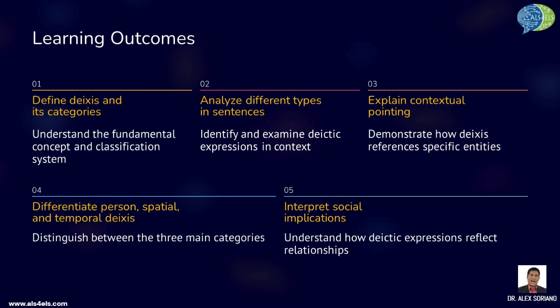This module will help us understand deixis by breaking it down into a few key areas. By the end of this discussion, you'll be able to define deixis and its categories. We'll learn the main concept and the system used to classify deictic expressions. Analyze different types in sentences. We'll look at how these expressions work in real examples. Explain contextual pointing. You'll see how deixis references specific entities based on the context. Differentiate person, spatial, and temporal deixis. We'll distinguish between the three main categories. Interpret social implications. We'll explore how the words we choose can reflect our relationships with others.